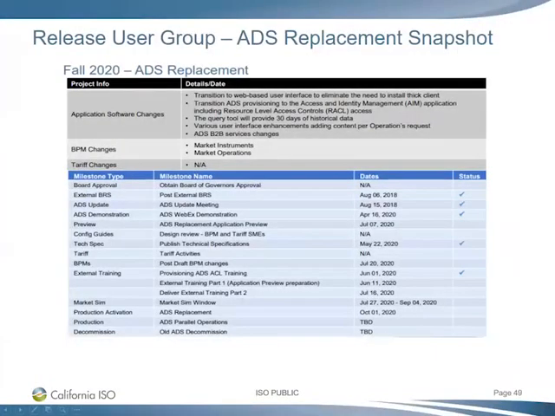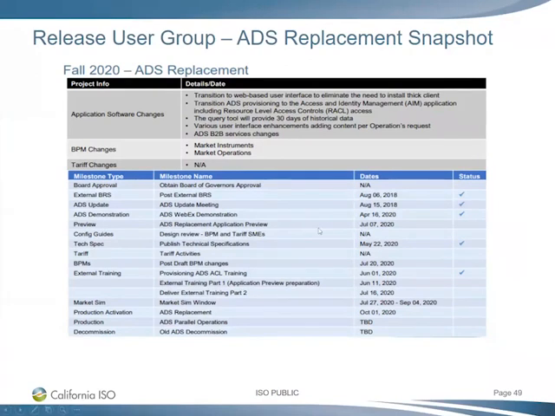For the release user group, this is just what the slide looks like when they touch on ADS replacement, but any changes to the timeline, for example, or tracking of what milestones we are at, and as we move in towards the application preview, updates related to that. So here we can see July 7th, the ADS replacement application preview.